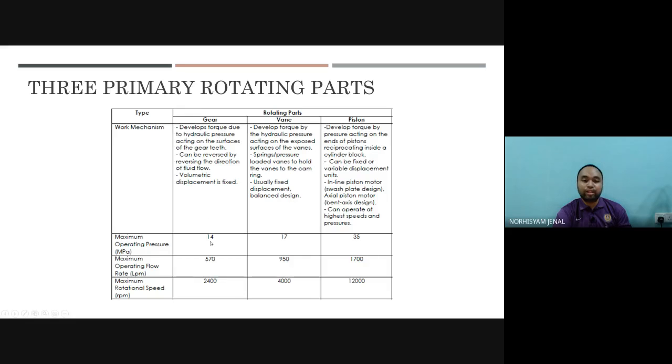Okay, and as usual, gear is the simplest one, so the pressure that it can work with is lower than the one that we have in piston. Vane will be in between. Then operating flow will be the lowest for gear and the highest for piston, and maximum rotational speed is also the lowest for gear and the highest for piston. So the idea is the same as the pump. Vane is in between gear and piston. So piston performance will be higher, gear performance will be the lowest.